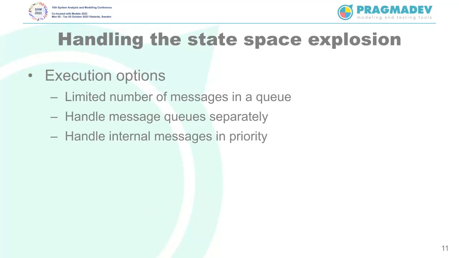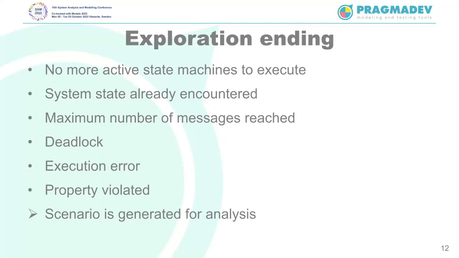Another thing is to limit the number of messages that could come in, because in theory, when you have message queues, you can add messages in your queue forever, and it's a different state, but it's not really interesting. So you can limit the number of messages in the queues, and you can also say the messages inside the model have priority over the messages coming from external to the model.